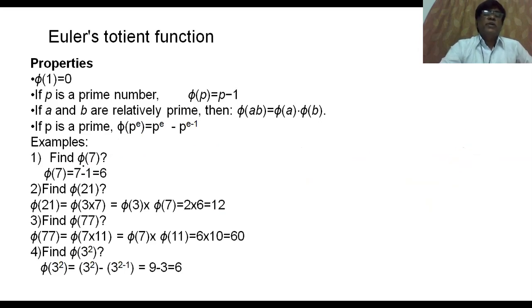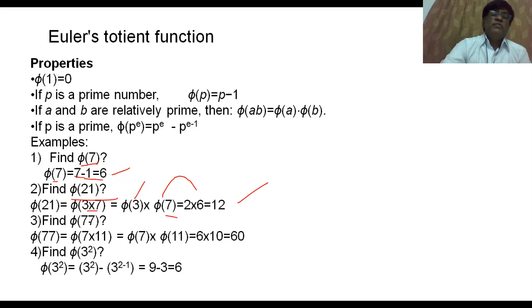Phi of 7: since 7 is a prime number, its value is 7 minus 1, which is 6. That means phi of 7, the total number of co-primes less than 7, is 6. And find phi of 21. So 21 is 3 into 7, so phi of 3 into 7 is equal to phi of 3 into phi of 7. Phi of 3 is 2, phi of 7 is 6, so 12.